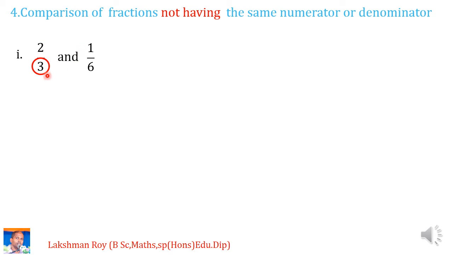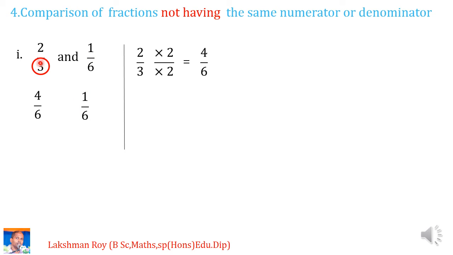So what to do? We should multiply by a number to get 6. Now you have the idea, right? My fraction is 2/3, so we should multiply by 2. The numerator and denominator both should be multiplied by the same number. Then you get 2 into 2 is 4, 3 into 2 is 6. So now 2/3 and 4/6 are equivalent fractions. Instead of 2/3 I can put 4/6. Here 1/6 is there, that is not changed.